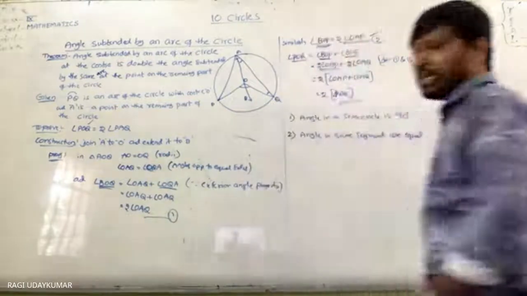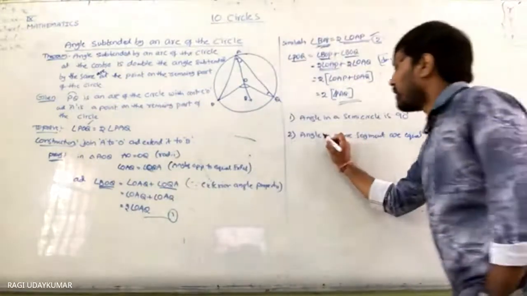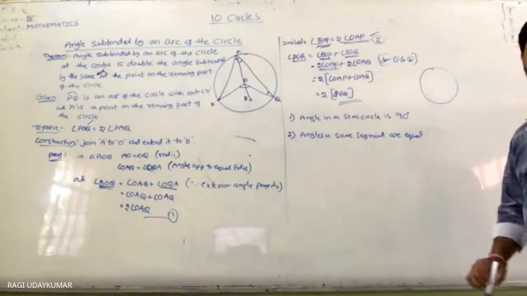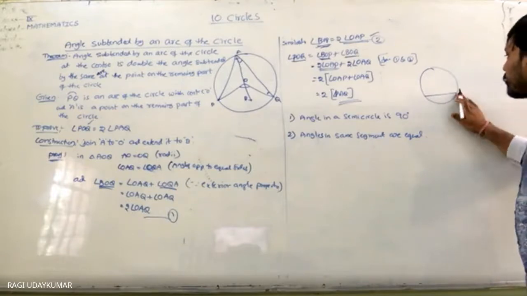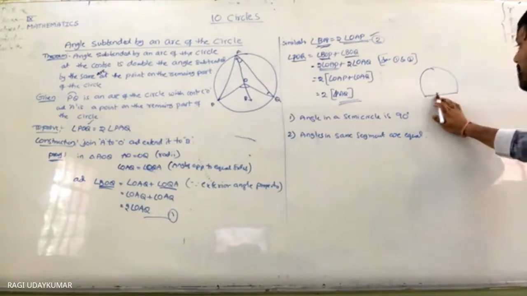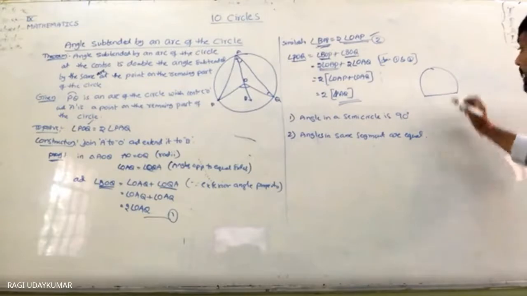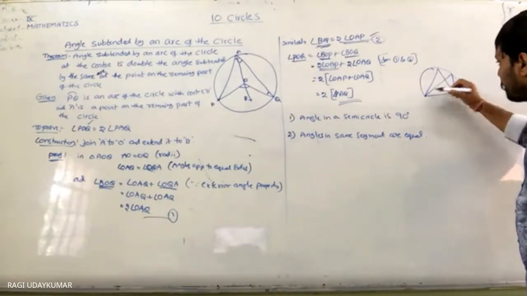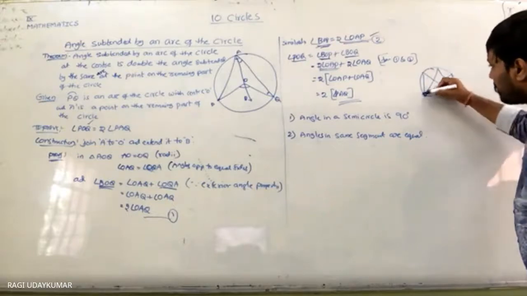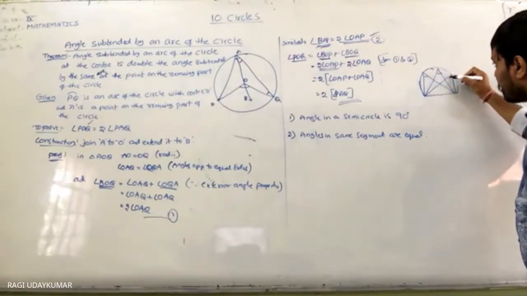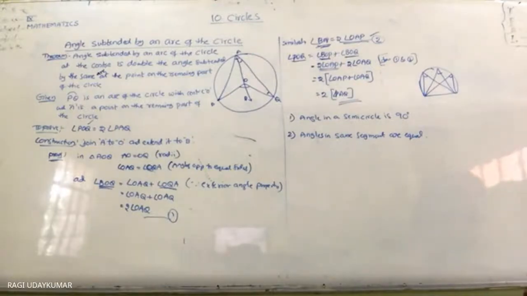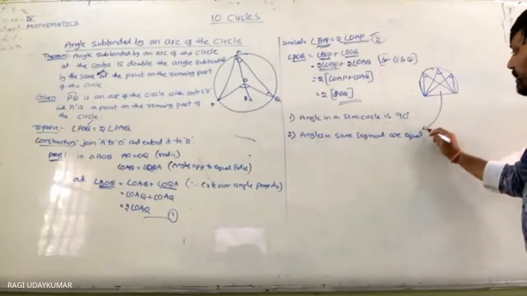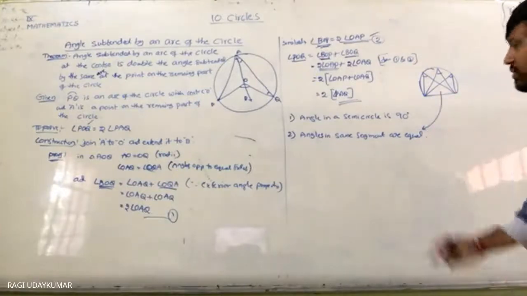Angles in the same segment are equal. Any segment you take into consideration, like this, I am taking a circle into consideration. This is one segment. Segment है ना? And here, anywhere else you take this angle, this angle, this angle, all these angles are equal. Why? Because this is also the same thing. ये result. How are they equal?